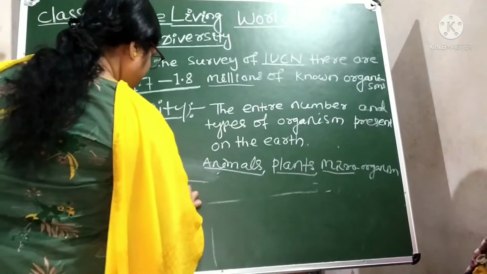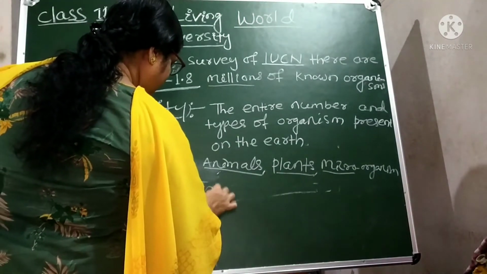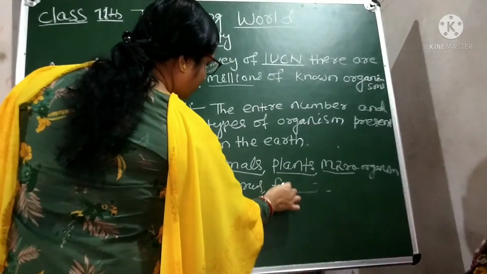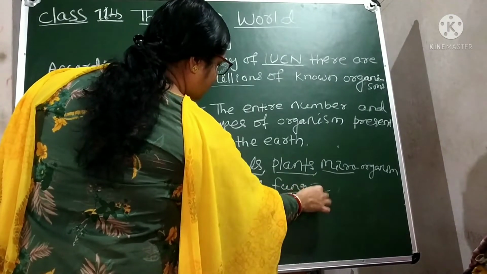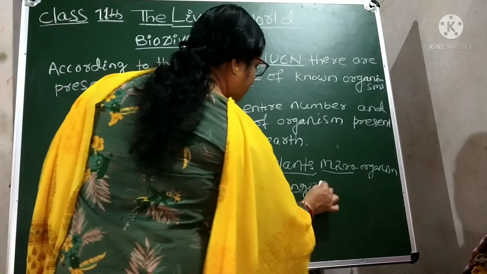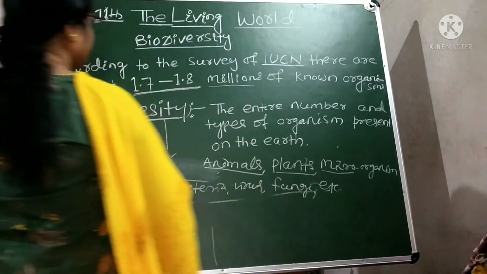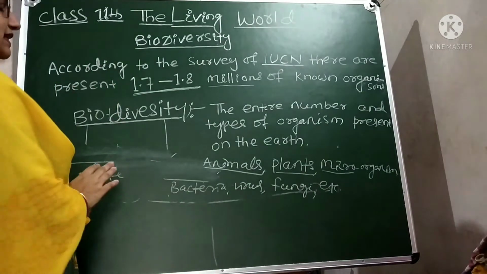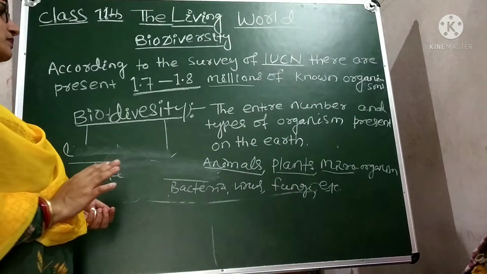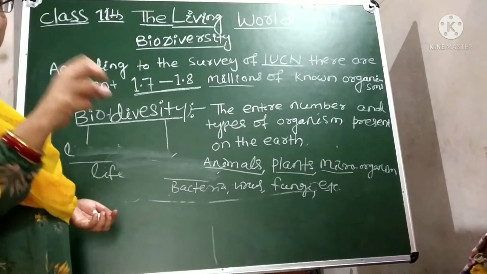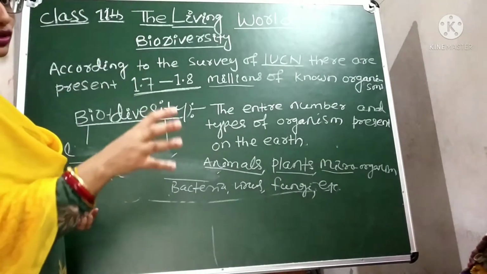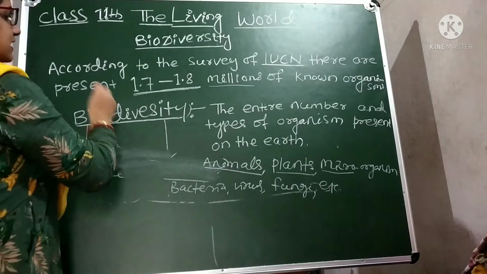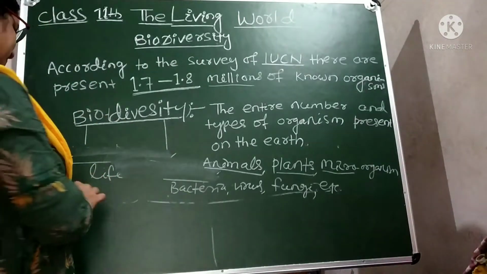Like bacteria, viruses, fungi, etc. So there are present many kinds and a huge amount of living organisms on the earth surface. That is known as biodiversity.